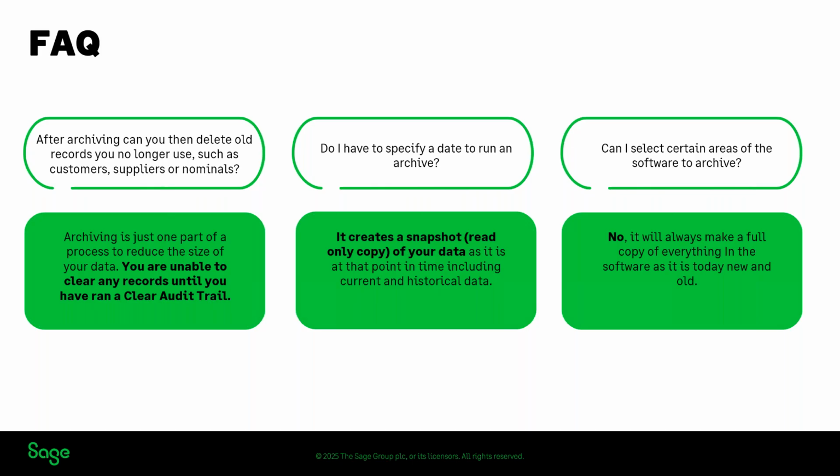Do I have to specify a date to run an archive? It creates a snapshot, a read-only copy, of your data as it is at that point in time, including current and historical data. So you don't specify a date like you would with the clear audit trail. Now, you might find that some of your archives will overlap with the data that it has in, because it just takes everything as it is at that point in time, old and new, that you can see in your transactions module, in every single module.